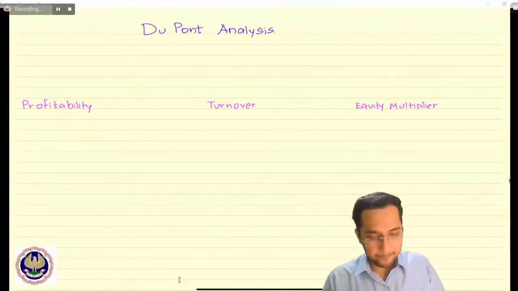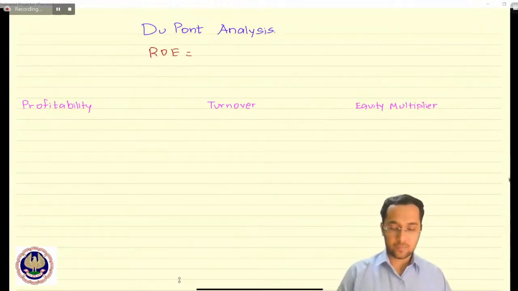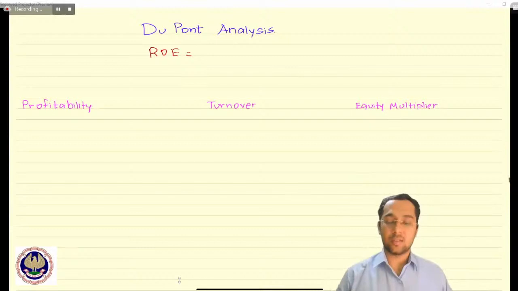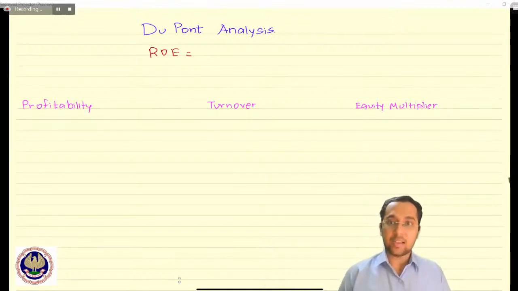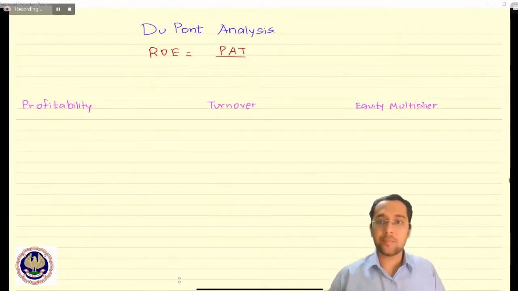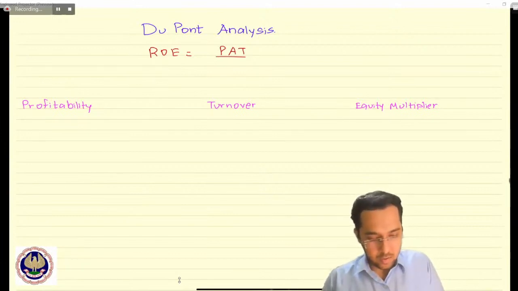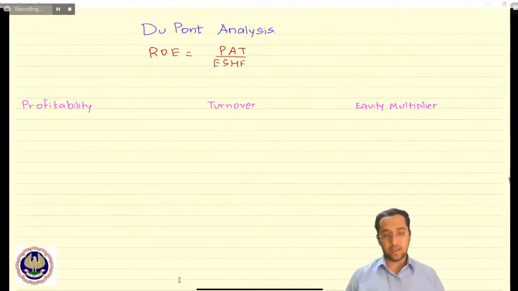Generally, we say return on equity. Return on equity is the return that we are generating for the equity shareholders. We simply take return on equity as profit after tax upon equity shareholders funds. Take it as return on equity as what? Profit after tax upon equity shareholders funds.